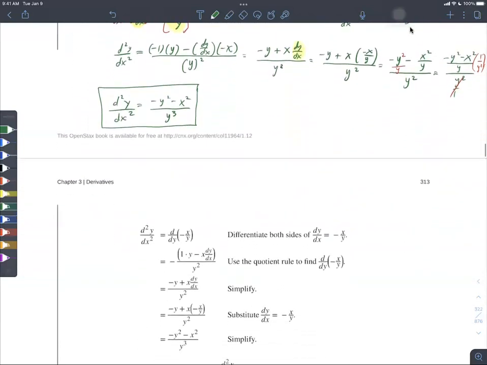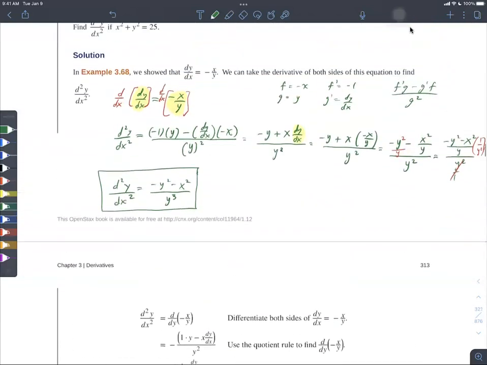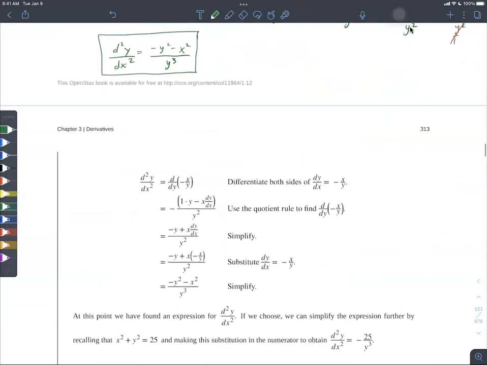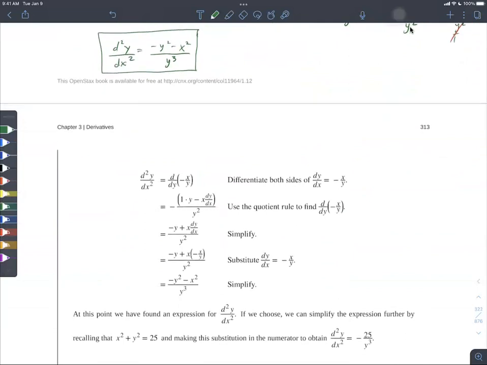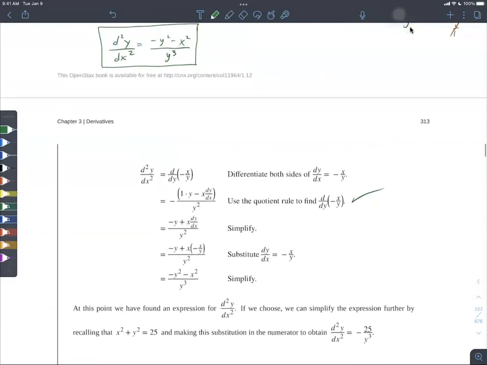So let's go ahead and take a look. Yeah, they use the quotient rule. That is correct. Then they simplify. Notice that dy dx got replaced by -x over y. And yeah, they ended up with the exact same answer. They simplified and left it like this, as we did as well.